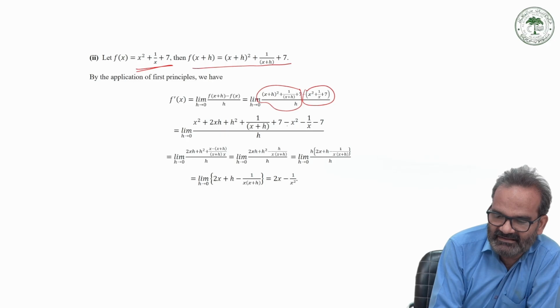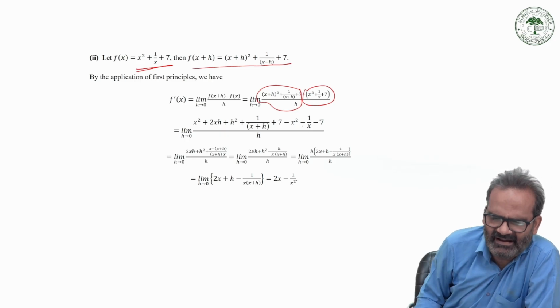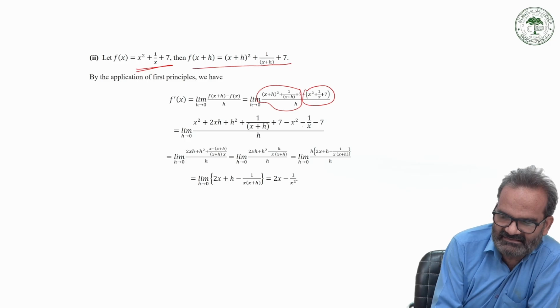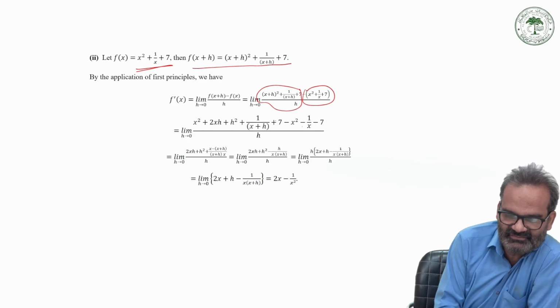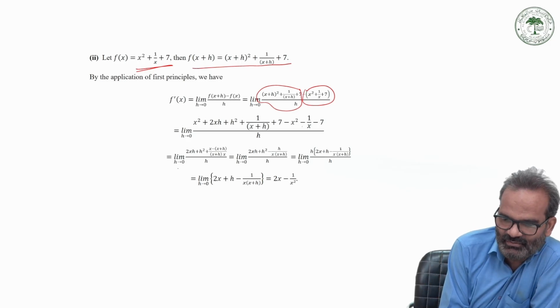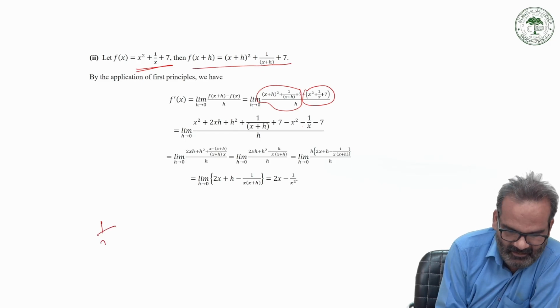This will become minus x square. This is minus 1 upon x plus 7. Something may be cancelled out. This x square will cancel, 7 and 7 will cancel. What is left? Limit h tends to 0, 2xh plus h square plus, what is left? 1 upon x plus h and minus 1 upon x.